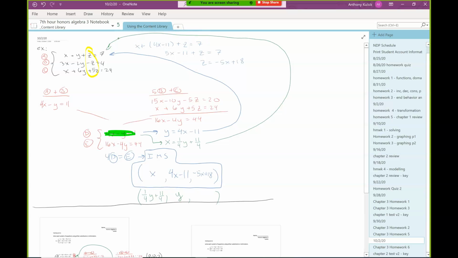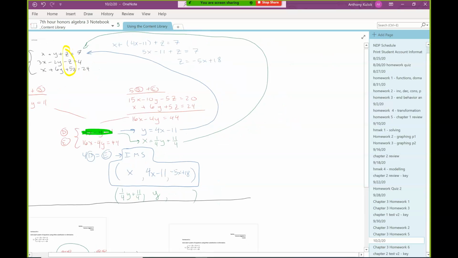So again, I'm going to plug that into A. In place of x, I'm going to have 1/4 y plus 11/4. Then I have plus y plus z is equal to 7. If I combine my like terms here, 1/4 y plus 1y is 5/4 y. If you needed to make a common denominator, that would be fine, but I'm going to skip doing that.